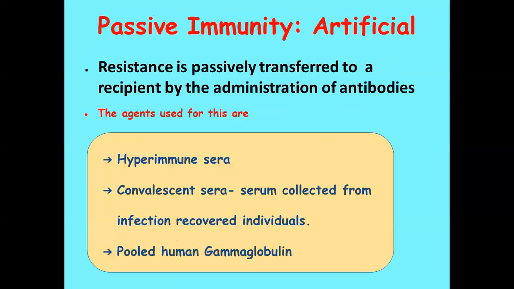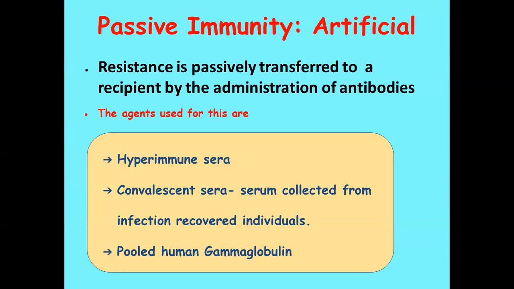And artificial passive immunity: the resistance is passively transferred to a recipient by the administration of an antibody. This is by hyperimmune serum. So we are injecting antigen; we already discussed the immune serum preparation. We inject antigen, then we collect the antibody and administer it to an individual.